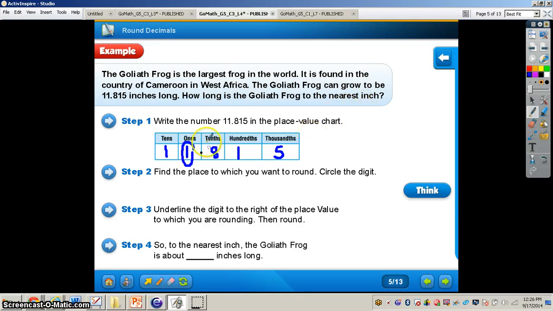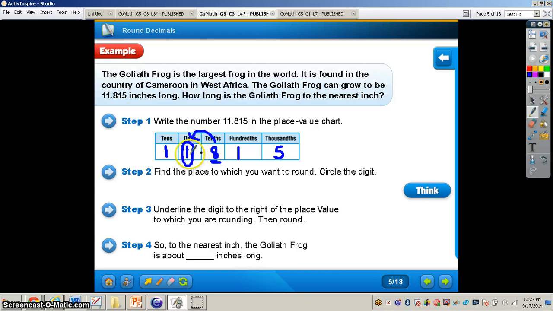Okay, and then after that, what we want to do is underline the digit to the right of the place value to which we are rounding. So we're going to underline that 8. All right, now we know obviously that the 8 is 5 or greater. So since that 8 is 5 or greater, we are going to increase this 1 by 1. Okay, if it were 4 or less, we would just keep that 1 the same. Okay, so we're going to increase that 1 by 1.